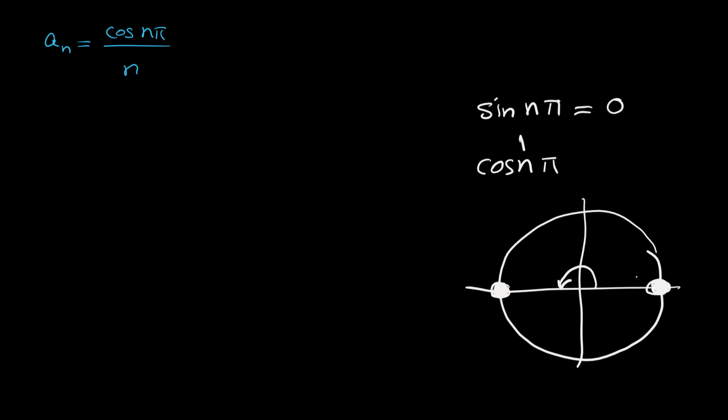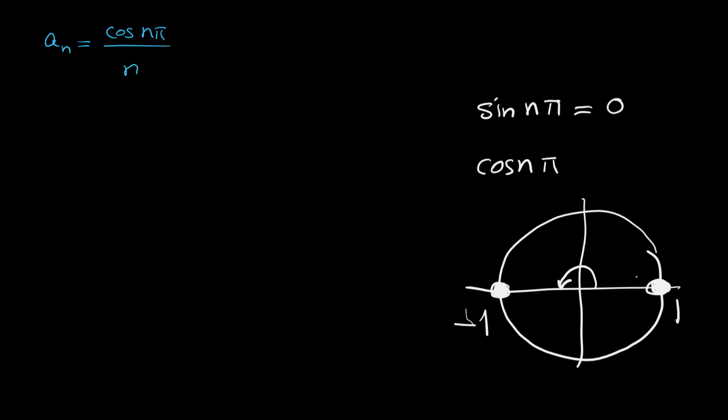When n is 1, we are at this point. At this point, cosine is the x value. X value is -1. At this point, x is -1. At the other point, x is 1. So cosine of 1 pi is -1. But cosine of 2 pi is 1. Cosine of 3 pi, -1. Cosine of 4 pi, again 1.